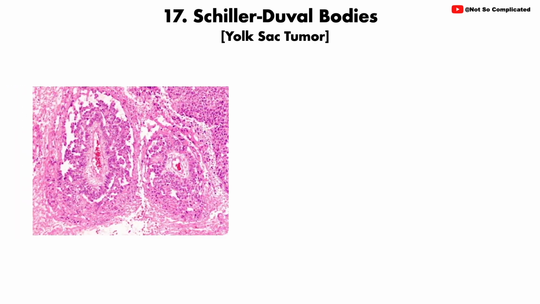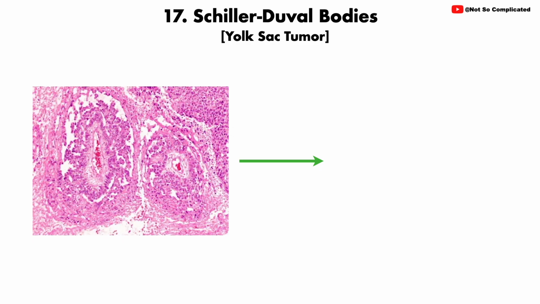Then we have next Schiller-Duval bodies. This is seen in yolk sac tumor. This is my personal favorite body actually. Why is that? Because it is very easy to explain and to remember. You have three different structures in three different levels. In the center we have a central blood vessel or capillary, all right? So it is a pericapillary structure, and that blood vessel is surrounded by tumor cells, and those tumor cells are surrounded by a cystic space.